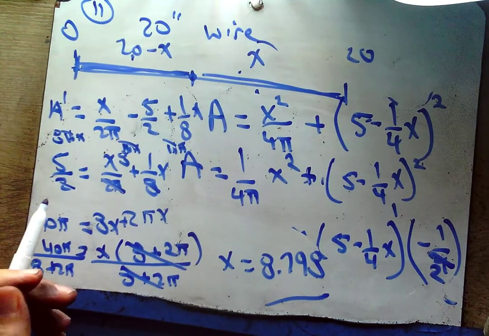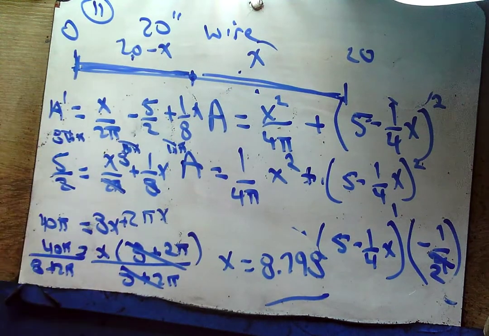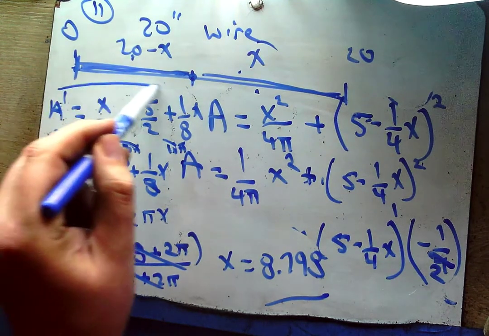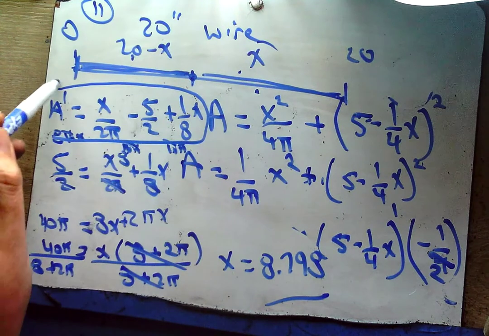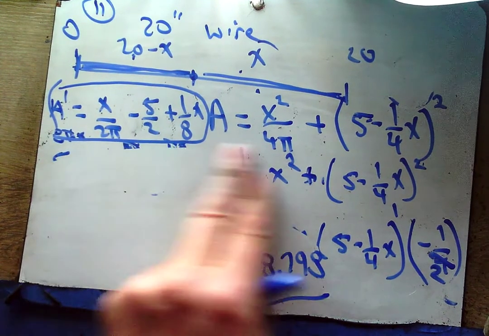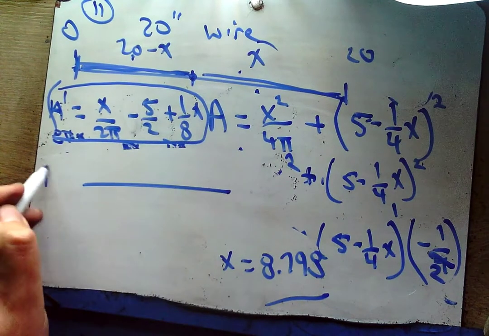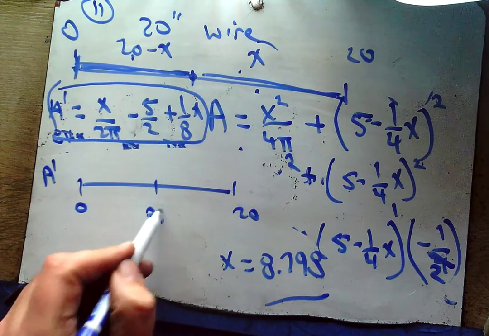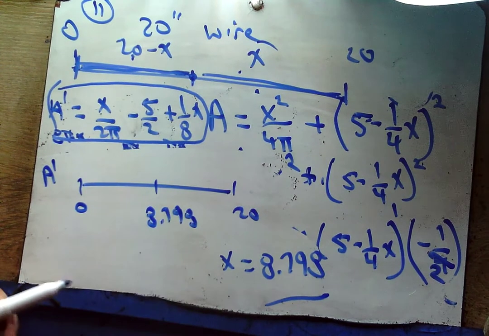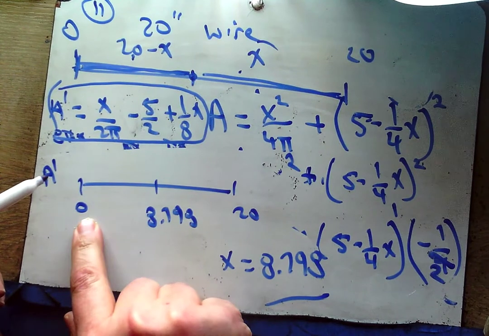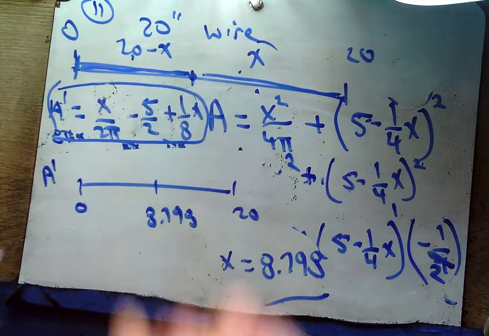Okay? So let's make a little A prime sign chart. A prime, 0, 20, 8.798. All right, so let's plug something in, like 0. These go away. I got a negative.